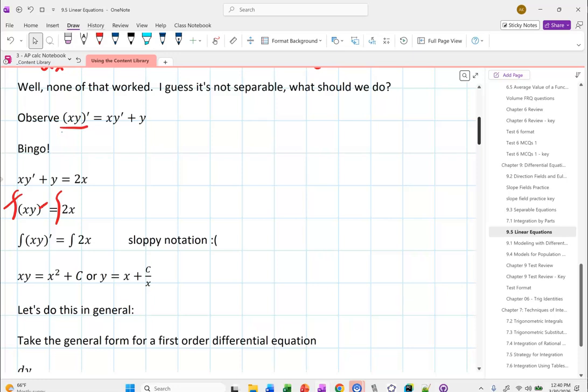Similar to when we do completing the square, we add the c term that makes a perfect square. Here we're going to be multiplying by some function that guarantees us that we have a product rule derivative. Everybody's okay with that plan?